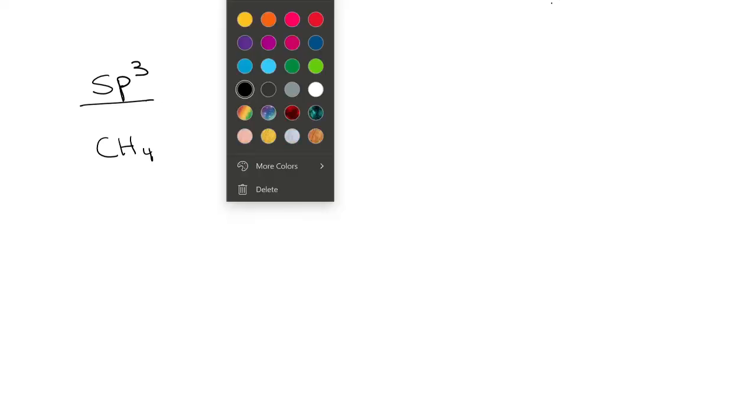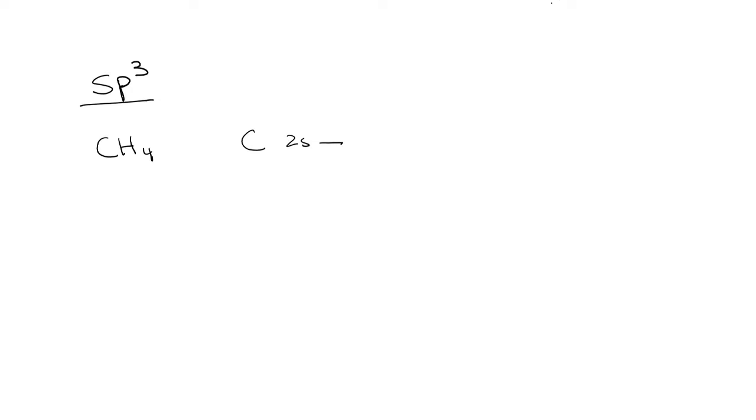So now let's talk about sp3 hybridization. sp3 hybridization is just like sp2, except we add an additional p orbital to the mixture. So to explain this, we'll take a look at CH4, methane. When we draw the electron configuration for methane, we have a 2s and a 2p. Typically we draw it out like this.